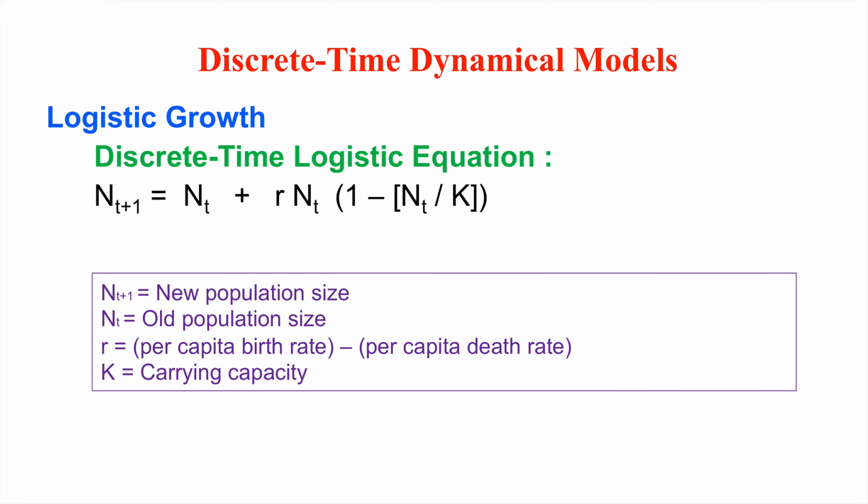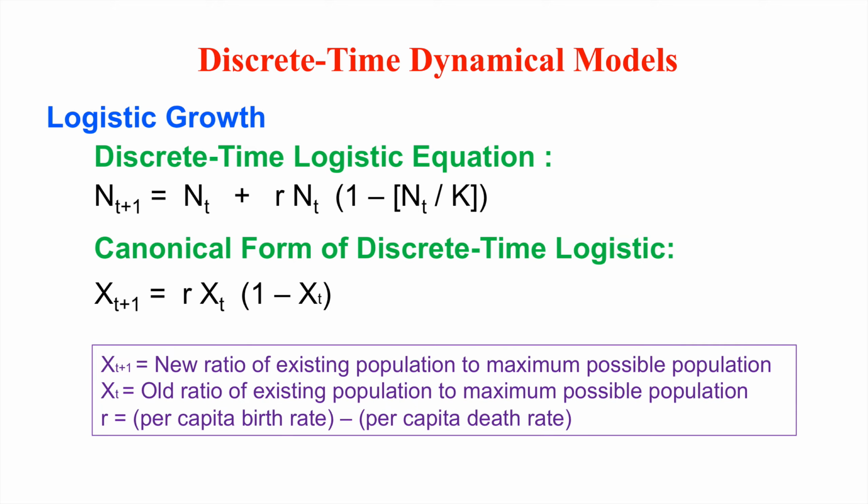So recall the difference equation that we looked at previously, where n_t+1 is the new population size, n_t is the old population size, r is the per capita birth rate minus the per capita death rate, and K is the carrying capacity. Now, if you do a little bit of mathematical magic, you can derive a simplified canonical form of this discrete time logistic.